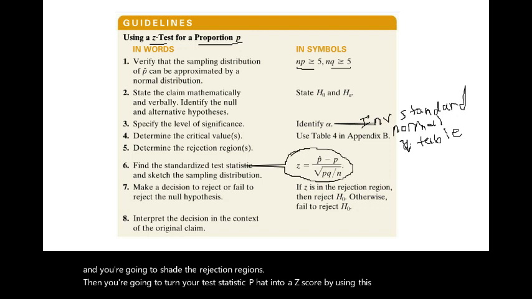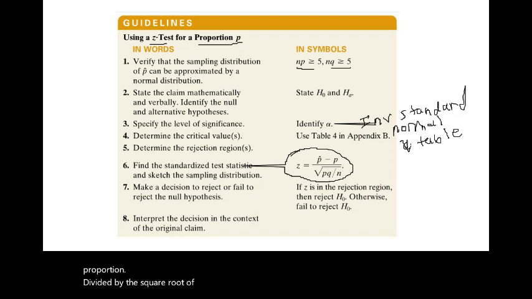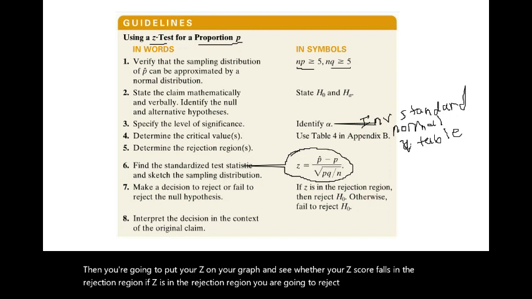So the z-score formula is going to be p-hat, the sample proportion, minus p, the hypothesized population proportion, divided by the square root of p times q over n, all under a square root. Then you're going to put your z on your graph and see whether your z-score falls in the rejection region. If z is in the rejection region, you are going to reject h0. If it's not, you're going to fail to reject h0.